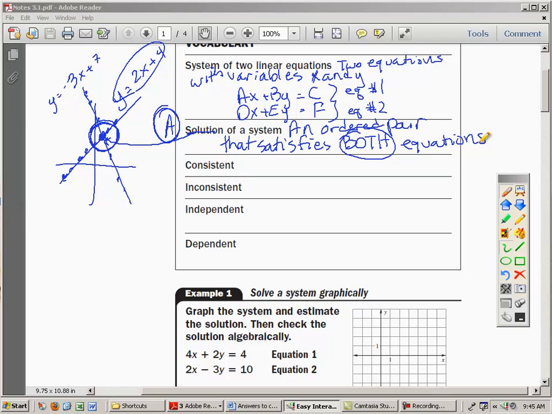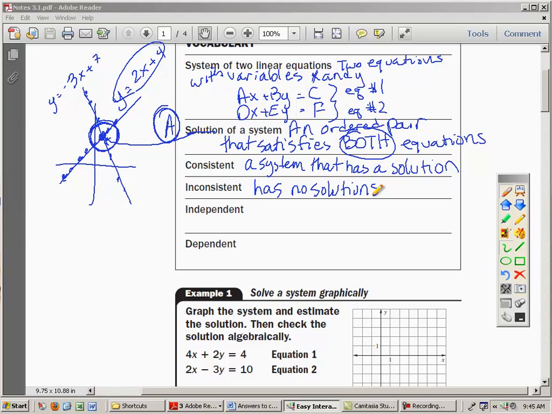All right, a consistent system is a system that has a solution. It may have one solution, may have many solutions, and we'll talk more about those situations in just a little bit. But consistent means it has a solution, and so therefore you can pretty much deduce that an inconsistent system has no solutions.